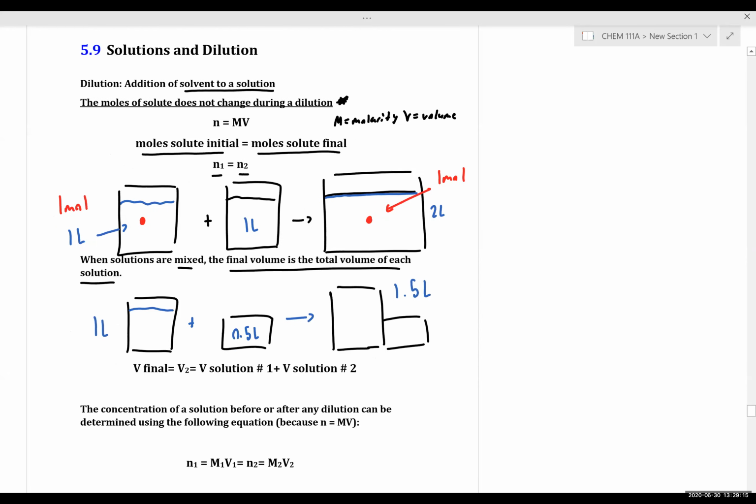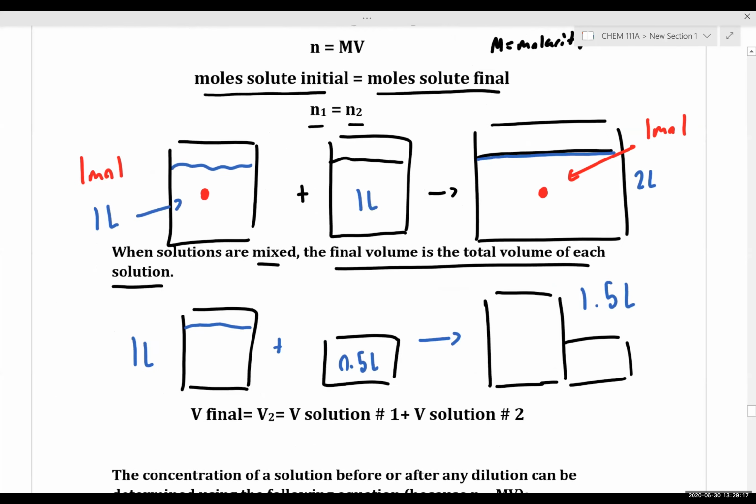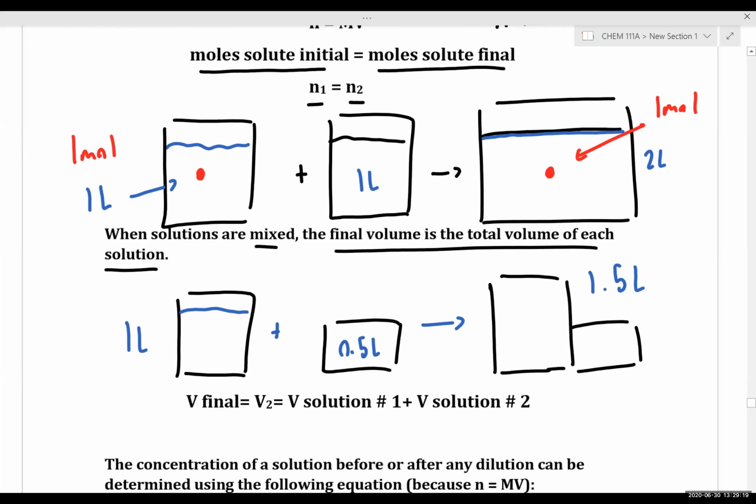Let me adjust the zoom view so that way it's a little easier to see. Perfect. Okay, so the V final can be written as the volume of solution 1 plus the volume of solution 2.